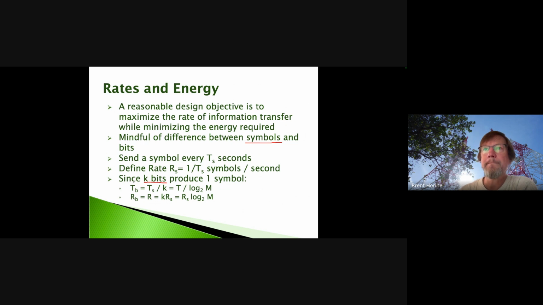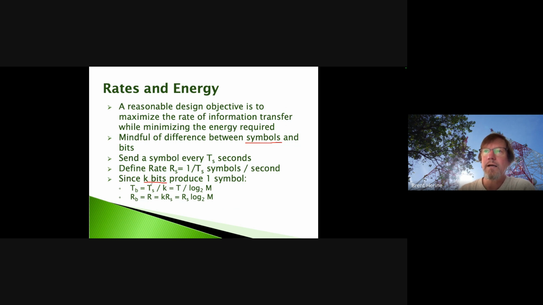Then the period of each bit is equal to the period of the symbol divided by how many bits are grouped to make that symbol, right? So if it's one-to-one, K is equal to 1, then they're the same. In our first example, we mapped 2 bits to a symbol, so our bit period would be half of the symbol period. Or I also did an example where K is equal to 3.